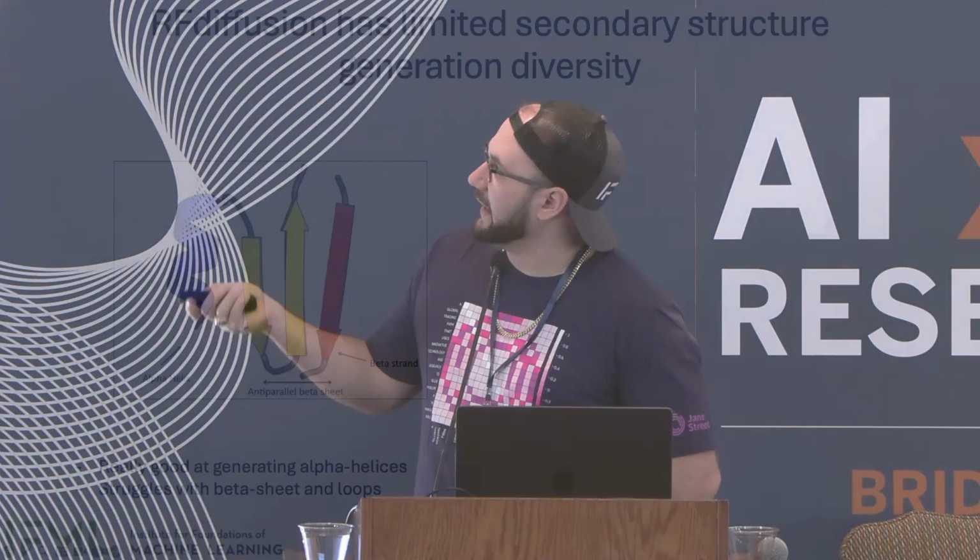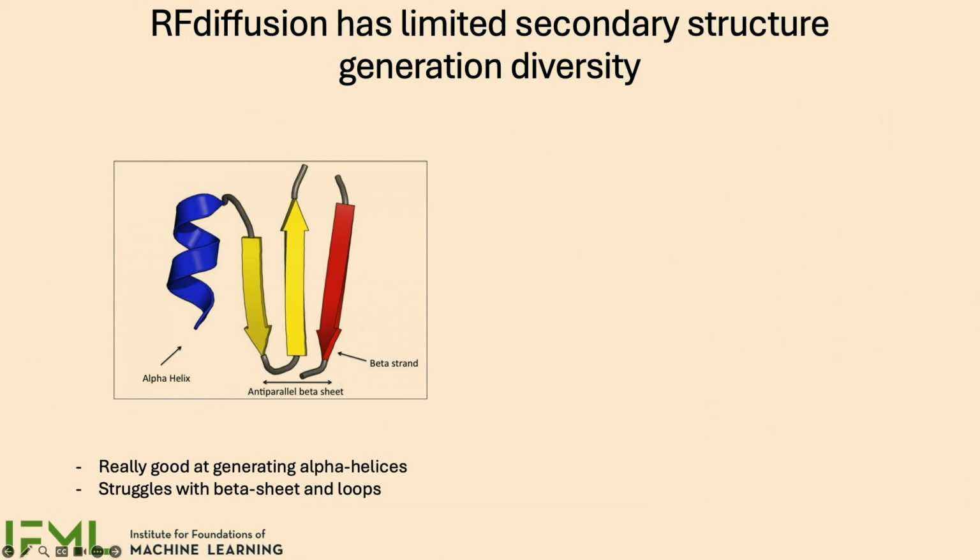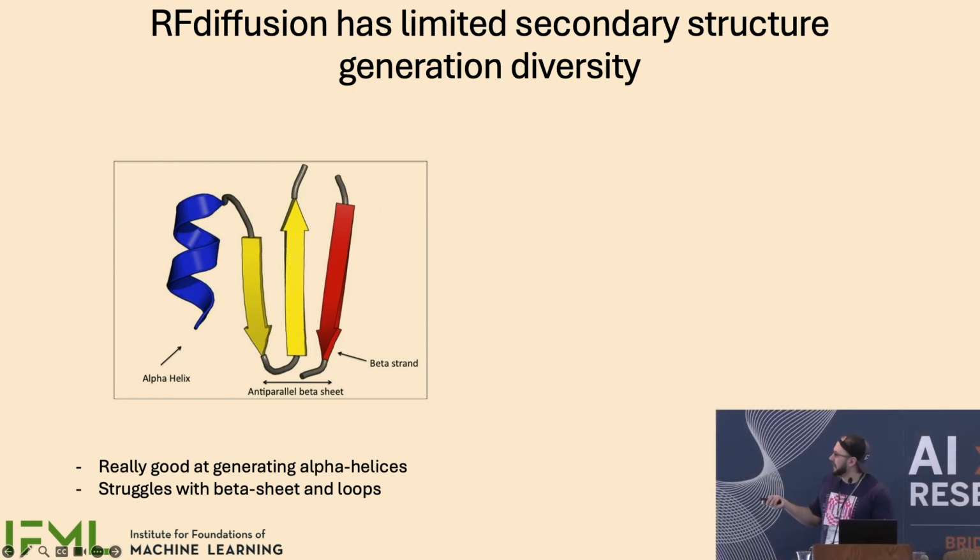So here we're looking at the secondary structure of a protein, and RF diffusion struggles with diversity of secondary structure. What I mean by that is proteins tend to have these helices and these beta sheets, which are these arrows that point as they go, and they can be parallel or anti-parallel. And they also have these loops, these gray parts that connect these secondary structure elements. And RF diffusion tends to struggle with making proteins that are rich in loops and rich in beta sheets.